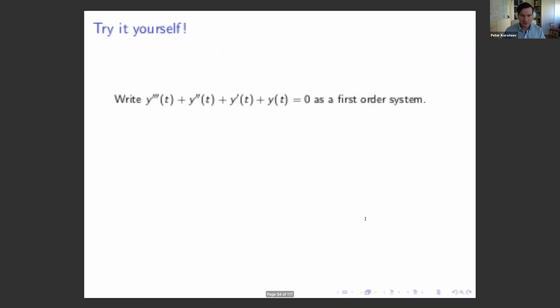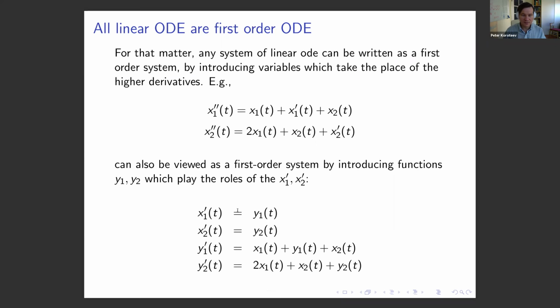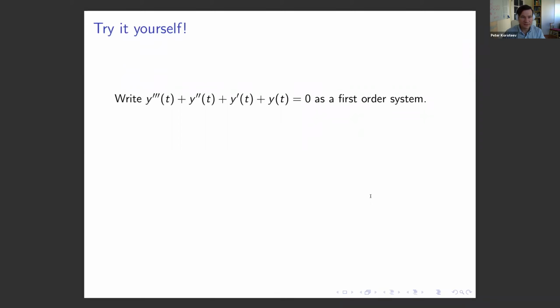So you can try it yourself. Write this as a first order system of ODEs, and then write the corresponding 4x4 matrix on the right-hand side. Okay, then another exercise: take this third order differential equation with all coefficients equal to 1 and write it as a first order system.